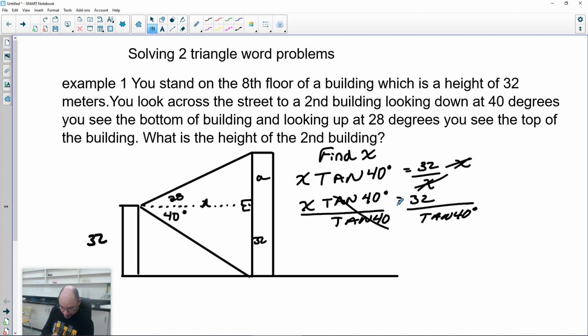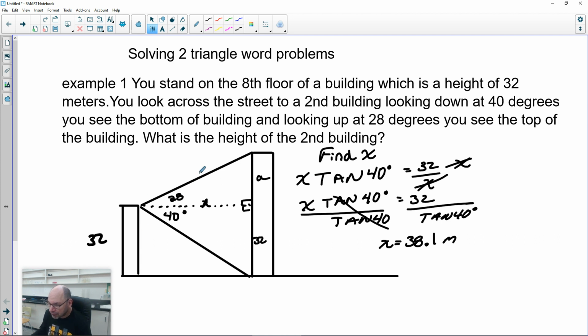Now we have our calculation to get the common side X. So we go 32 divided by tan of 40, that's 38.1 meters. Tan 40 turned out to be 0.839 when I did that.